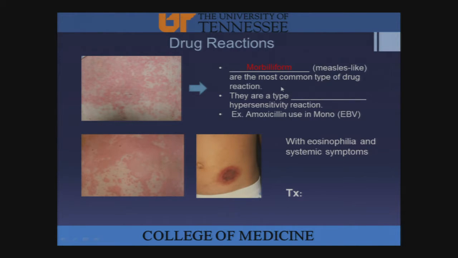And what type of hypersensitivity reaction? Type 2 or type 2. There's only so many choices you have here. This is also type 4, guys. So amoxicillin, like when you use amoxicillin in mono, this is the type of rash you're going to get, and that's your morbilliform rash. Okay.